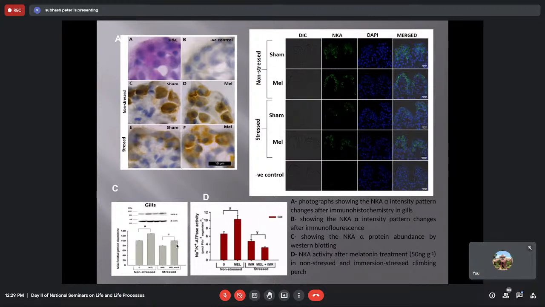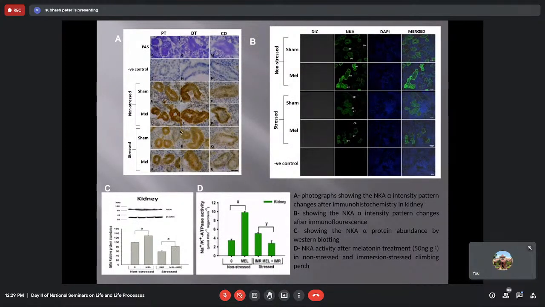And when you have a recovery, even in the non-stressed, there is a response to the recovery. And similarly, in the distal tubules you have this type of integration, but more predominantly in the proximal tubule ionocytes. The renal ionocytes are better compared to the stressed ones. These are the stressed fish renal tubular ionocytes, and they're all at a disadvantage. This has been exemplified here in the protein abundance and also here in the intensity pattern.